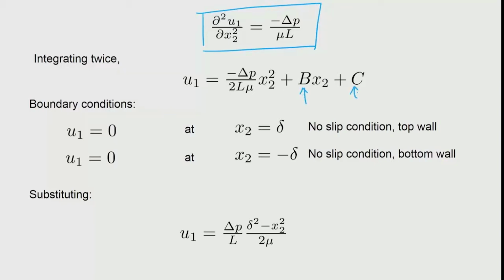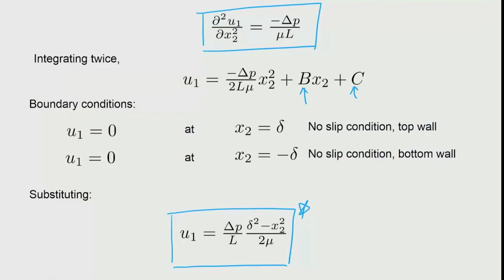So, these constants are to be evaluated by using the boundary conditions. There are 2 boundary conditions available, and we substitute them, and we can immediately see that the solution will come out quite symmetric, such that the velocity is 0 at x2 equal to plus delta as well as minus delta, and this is the functional form that we have sought. Again it is a parabola, and when we scale it, it also turns out to be similar to what we have seen earlier.